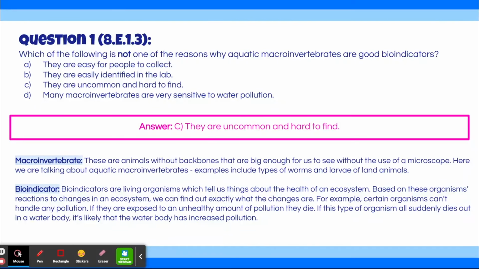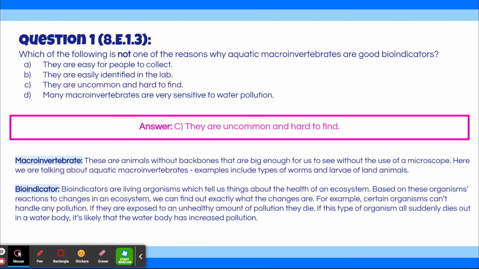So answer choice A says that macroinvertebrates are easy for people to collect. This is important for them as bioindicators because humans need to test these organisms to understand their reactions to the environment. How will we know that a certain organism is pollution intolerant if we can't test it? Answer B says they're easily identified in the lab. So this one is wrong for the same reason that the one above it is wrong. Being able to identify the organism in a lab makes it easier to use that organism as a bioindicator. So answers A and B are wrong because they're saying what makes it easy to use macroinvertebrates as bioindicators.